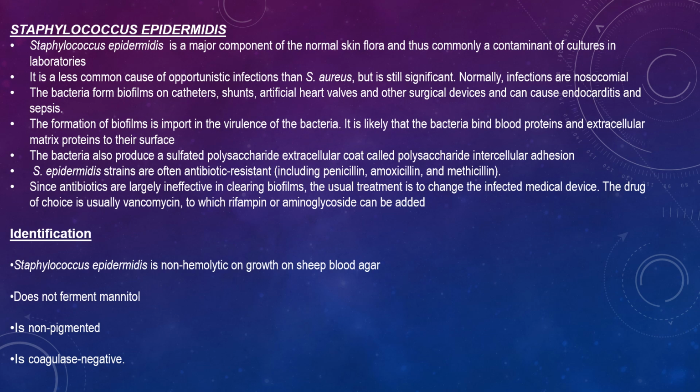Staph epidermidis is also antibiotic resistant, including to penicillin, amoxicillin, and methicillin. Since antibiotics are largely ineffective in clearing biofilms, the usual treatment is to change the infected medical device. The drug of choice is usually vancomycin, to which rifampin or an aminoglycoside is added. With regards to identification, it does not ferment mannitol. It is non-pigmented and it is coagulase negative, and it is non-hemolytic on growth on sheep blood agar.